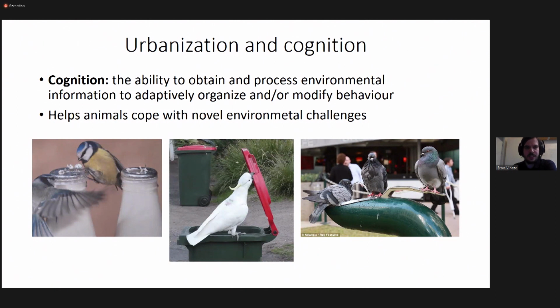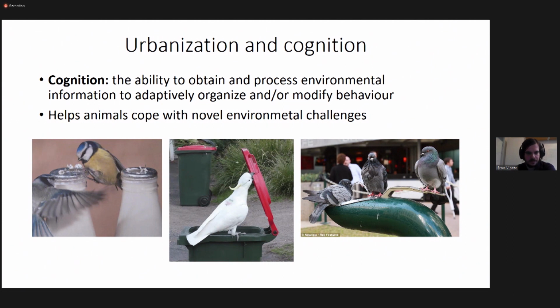Cognition, one definition for cognition is that it's the ability to obtain and process environmental information, which the animal can then use to organize or modify its behavior in an adaptive way. And cognition is very helpful for animals when they face novel environmental challenges by providing various behavioral innovations they can use to access these novel resources. And urban habitats are full of these kinds of novel environmental challenges. And there have been many reports of birds showing innovative behavior in urban environments.